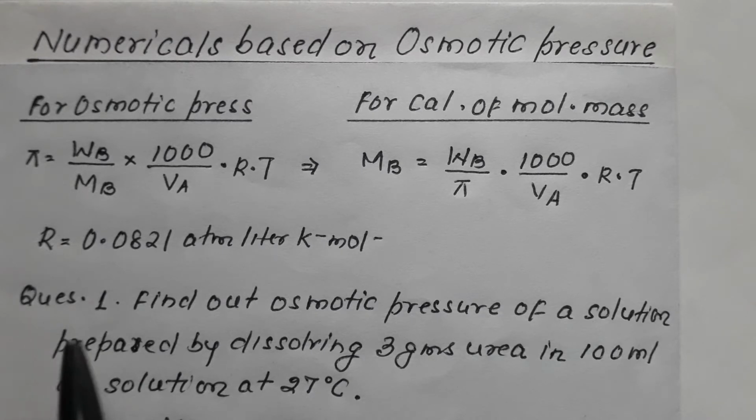Suppose the first problem given to us goes like this: find out the osmotic pressure of a solution which is prepared by dissolving 3 grams of urea in 100 ml of solution at 27 degrees centigrade. The question says there is a solution whose volume is 100 ml having 3 grams of urea; what would be the osmotic pressure of this solution at 27 degrees centigrade?